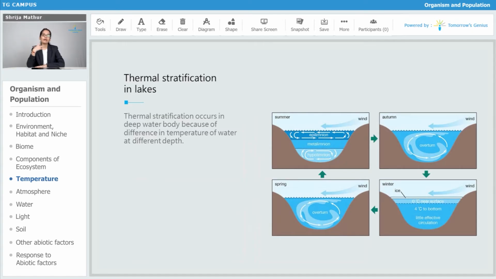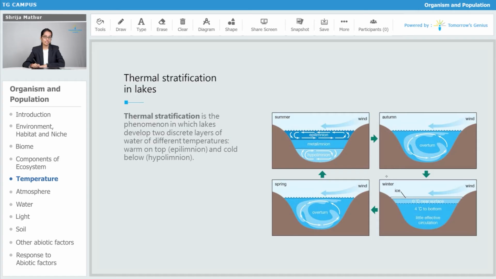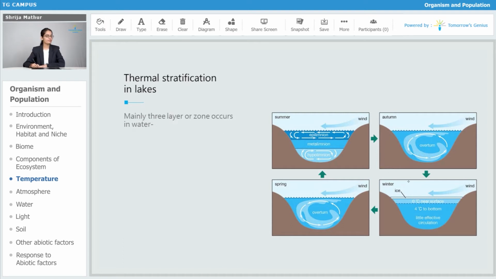So if we are considering different depths, then the temperature difference is there. That is why thermal stratification is done. Thermal stratification is the phenomenon in which the lakes develop two discrete layers of water of different temperatures, warm on the top and cold below. So on the top it is warm and below it is cold.